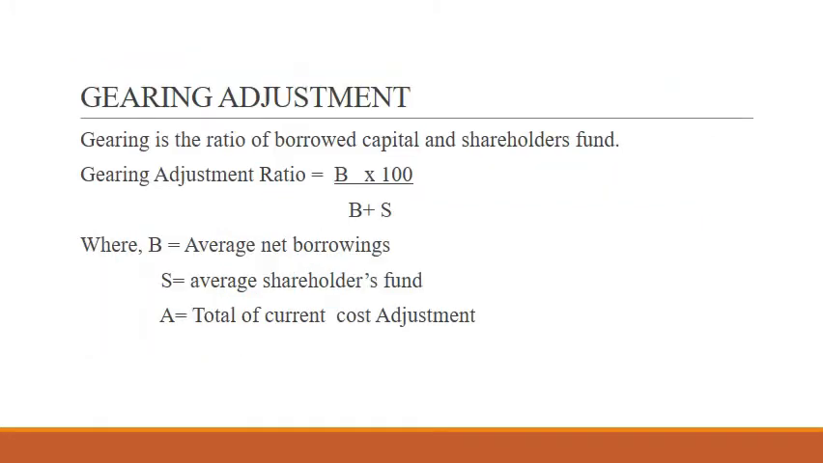The fourth adjustment, gearing adjustment. Gearing is the ratio of borrowed capital and shareholders' fund. It is applied to the sum total of all the previously discussed adjustments. Here the gearing adjustment formula is B into 100 divided by B plus S, where B is the average net borrowing, S is the average shareholders' fund, and A is the total of current cost adjustments.